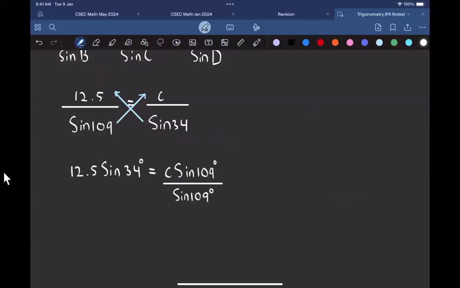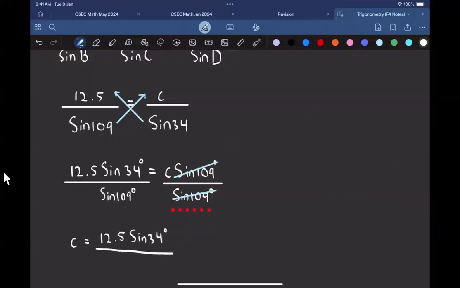Right? Cool. And now we could write C. C would be equal to 12.5. So plug that into your calculator for us. Let me know what you get.